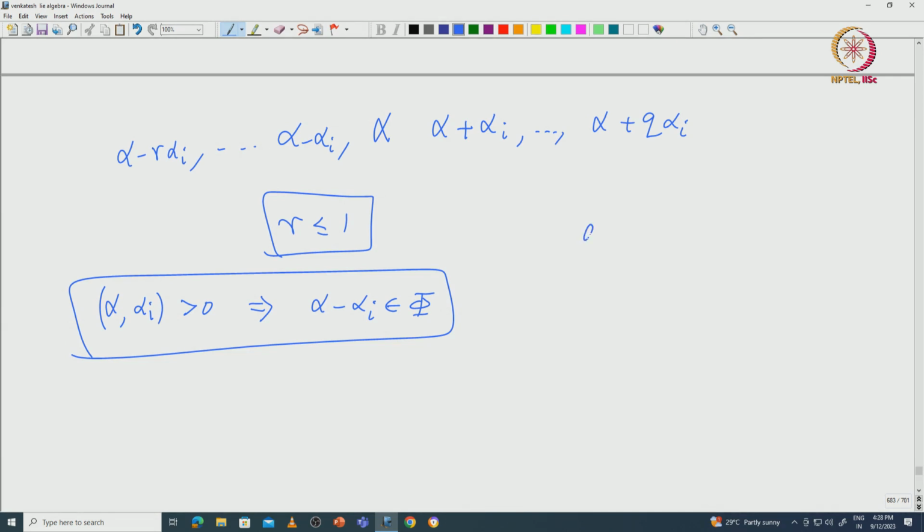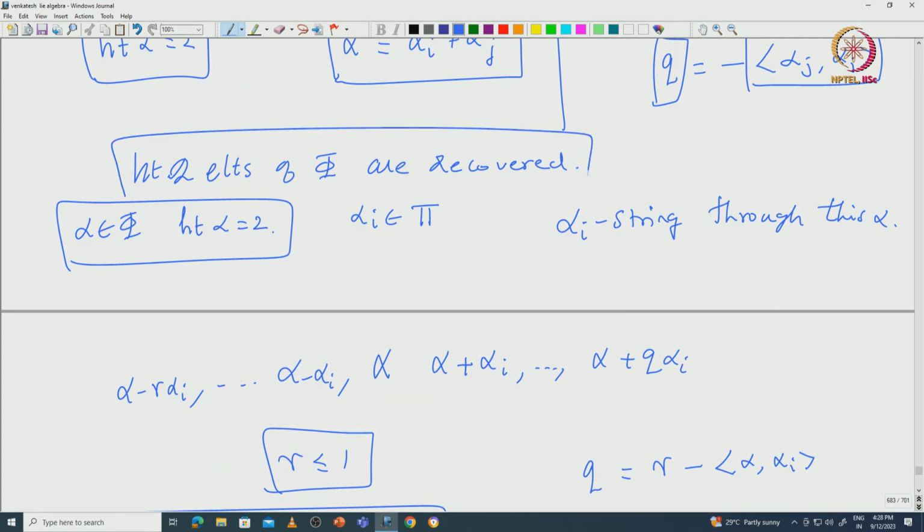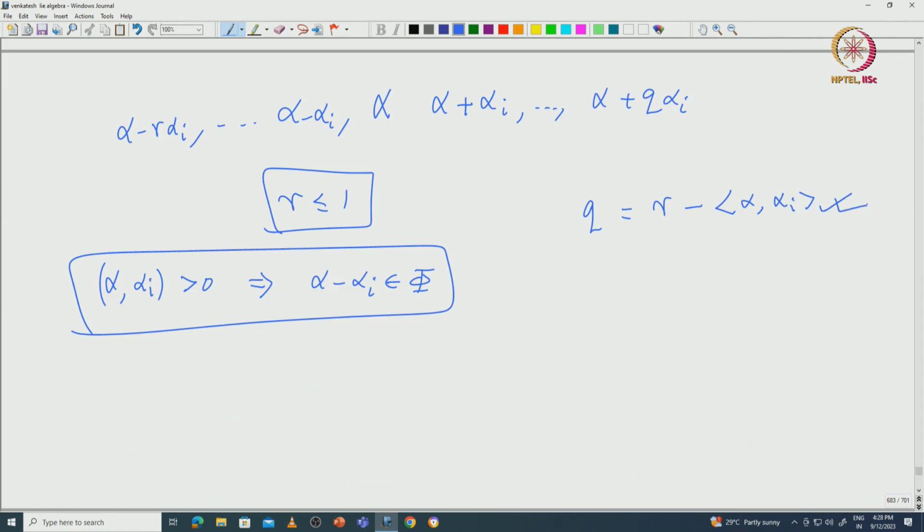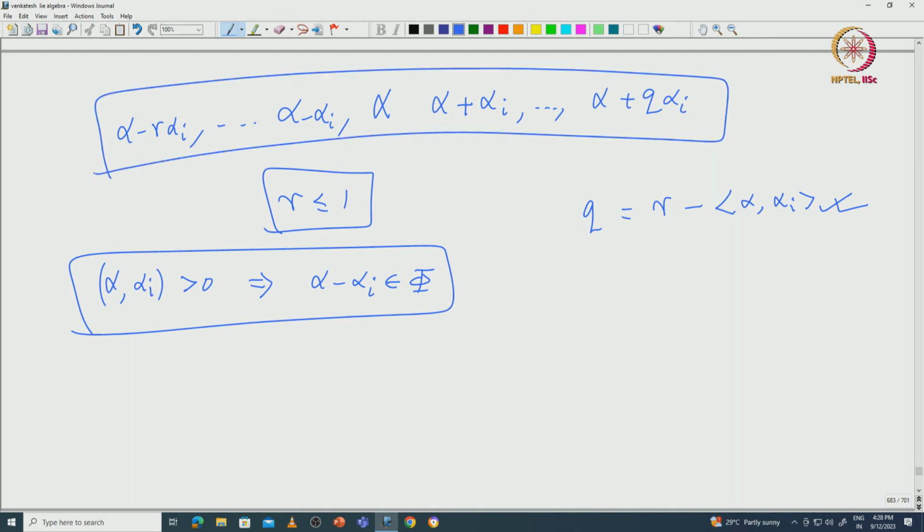From this you can immediately determine q, because q is equal to r minus the Cartan integer ⟨α, α_i⟩. Since we have determined all the height 2 elements already, the Cartan integer ⟨α, α_i⟩ is also determined for all α of height 2. So, this is also now determined. Once this is determined, the entire α_i string through α is determined. That way we have determined, for example, the height 3 elements.